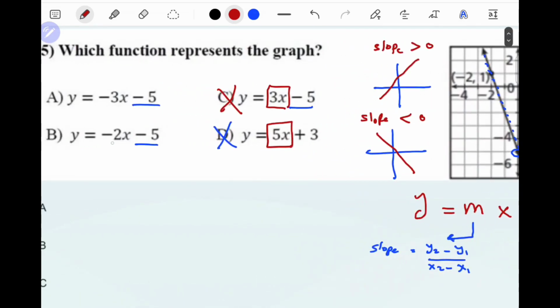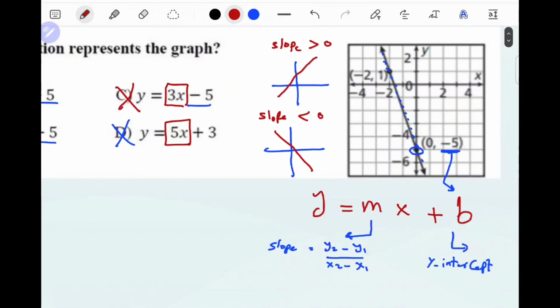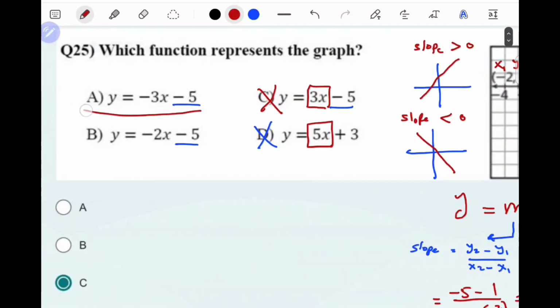So how do I find the slope? Is the slope -2 or -3? I have 2 points here: I have x1, y1, and I have x2, y2. All you need to do is to calculate the slope. So y2 is -5 minus y1, which is -1, divided by 0 minus -2. That will give me -6 divided by 2, which is -3. So the answer is -3, and in this case, this is the correct answer.